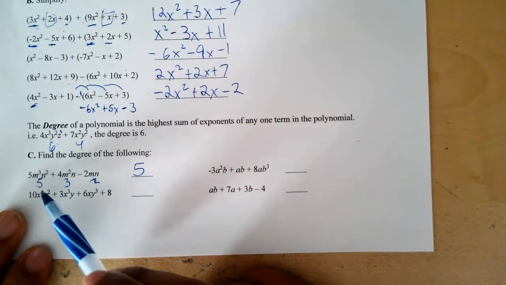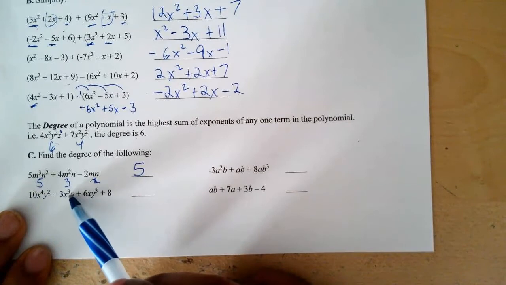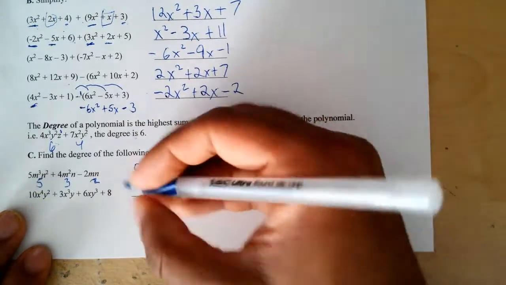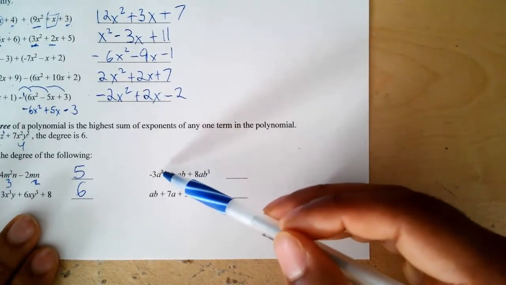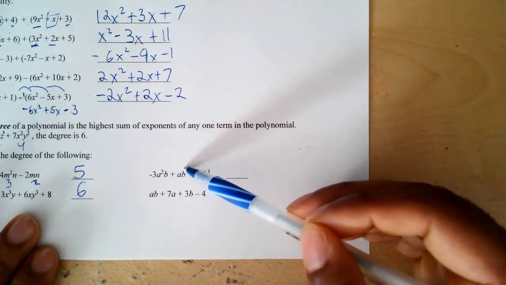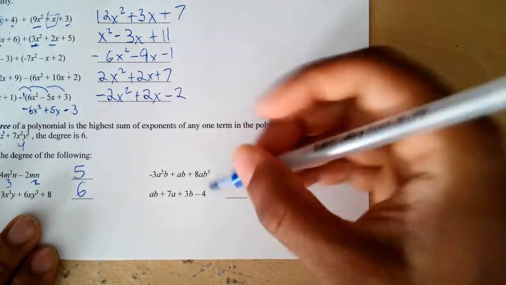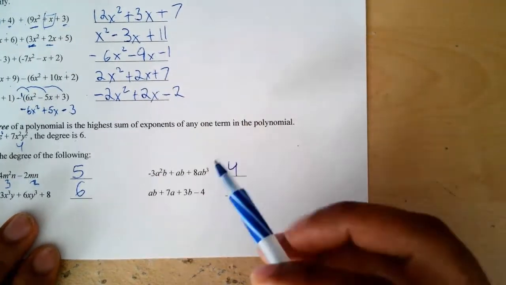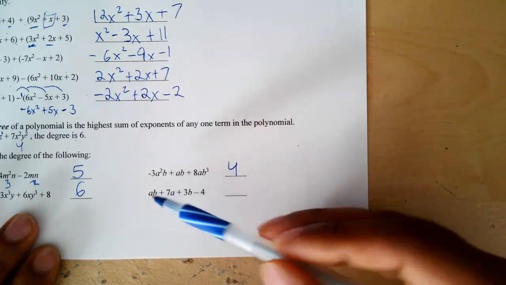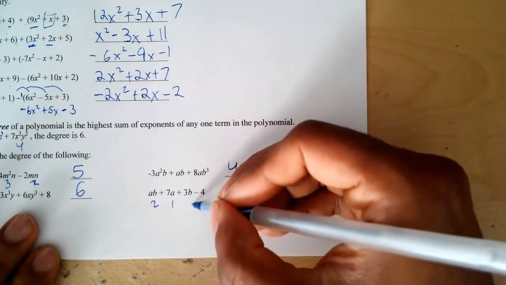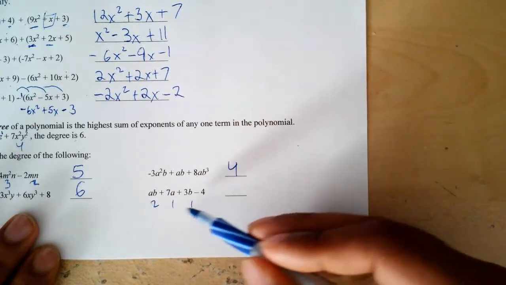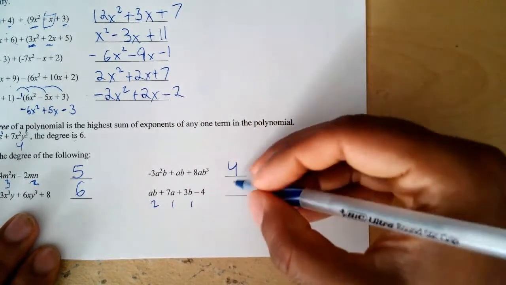Maybe you could eyeball it. 4 and 2 is 6. This is less than 6, less than 6. So this one's 6. And here we can see that this is 3. This is 1 and 1, which is 2. And this is 1 and 3, which is 4. So 4. 1 and 1 is 2. So I'll just write it down here. 1. And this is 1. Okay, so the degree, the biggest one, would be this one, 2.